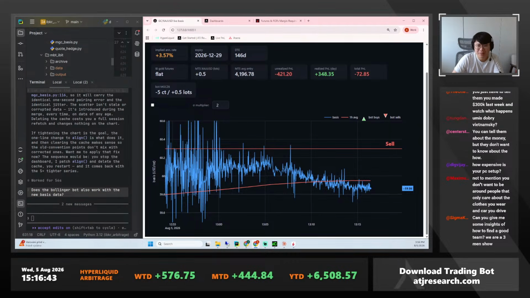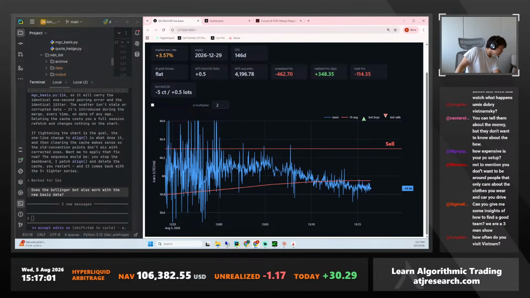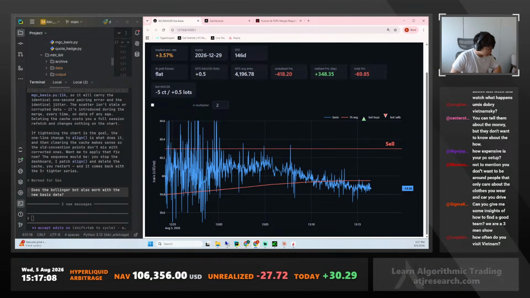You can tell them about the money, but they don't want to know about the how. Yeah. Flexing money is easier than making money, of course. How expensive is your PC setup? I bought it for a friend. I have 32 gigabytes of RAM. I don't know how many cores, whatever, but it cost me like 1,500 euro, something like that. So not too expensive.